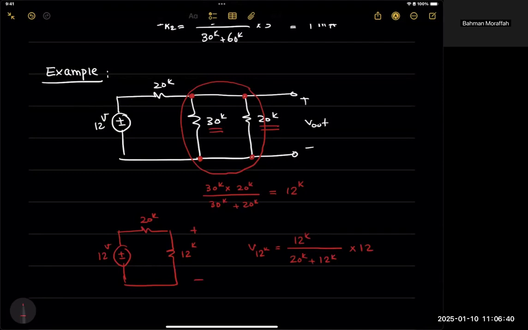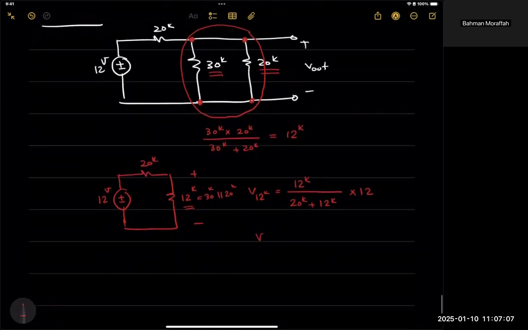But here's a very important thing. This 12K over here is this 30K and 20K in parallel. If I have two things that are in parallel, it means that the voltage across each one of them is the same as the other one, and it's the same as the equivalent. Therefore, if I want to find V out, it is nothing but this V12K. And this is basically due to the 30K being in parallel with the 20K.